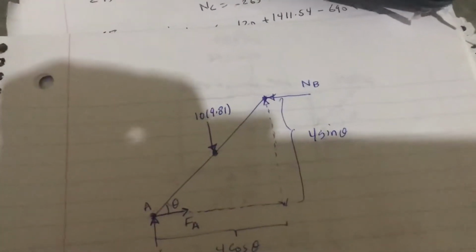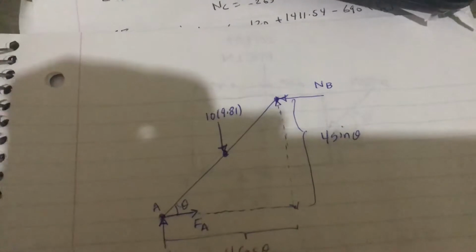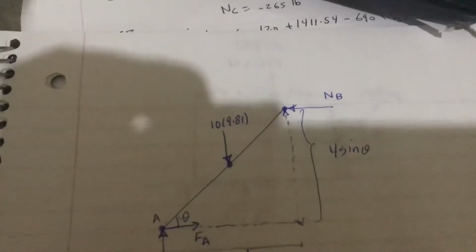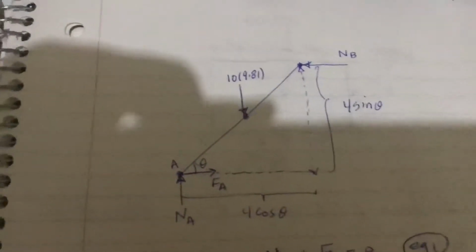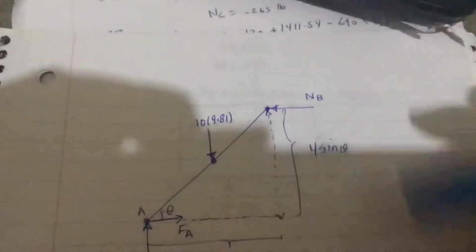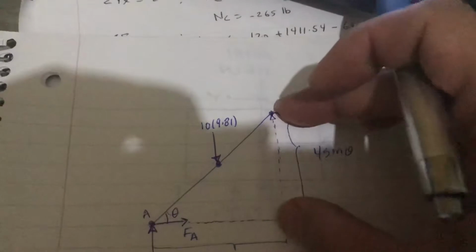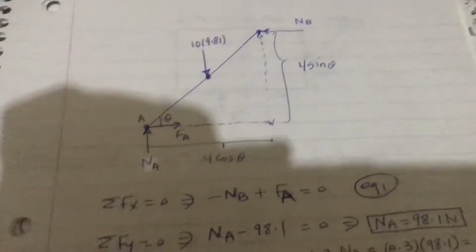Okay, he wants to know the normal force at B, and he wants to know the angle theta. Now let's do it like this. This is 4 meter and you have the angle, so this is 4 cosine theta, and this is 4 sine theta. So we have this y-axis dimension and we have this x-axis dimension.